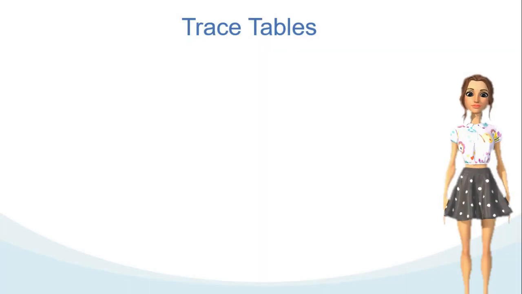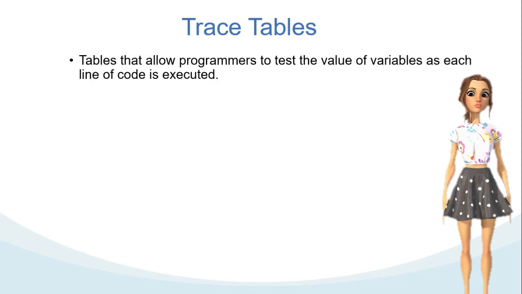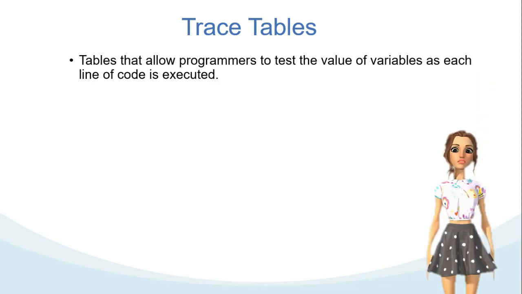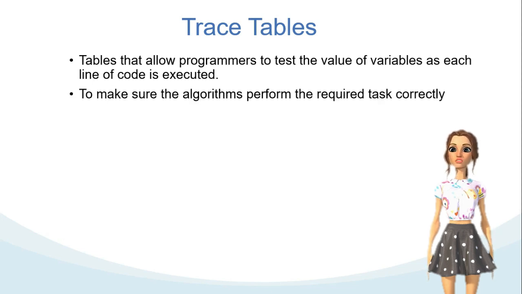Have you ever heard about dry run? Dry run in computer science or programming is the process of a programmer manually working through their code to trace the value of variables. And one way to do it is by involving a trace table. A trace table usually contains all the variables a program contains. So, trace tables allow programmers to test the value of variables as each line of code is executed.